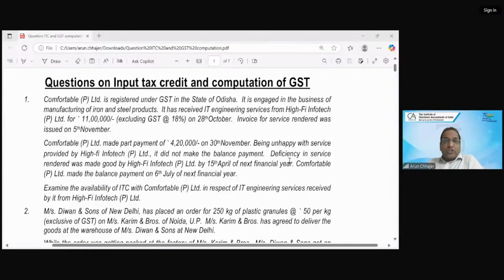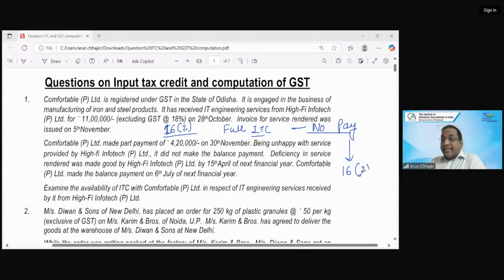Try to understand this one point. If you have satisfied all the conditions of 16(2), you can take full ITC even though you have not made the payment, even though no payment is made. In this example, if the payment is also not made, then also the recipient would be eligible to take full ITC.